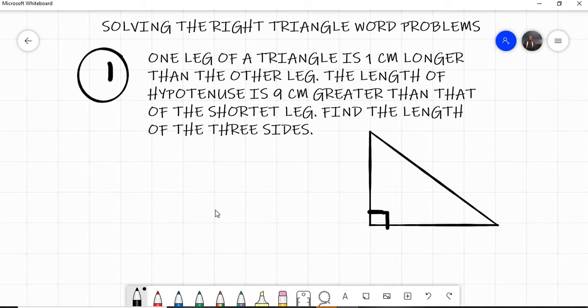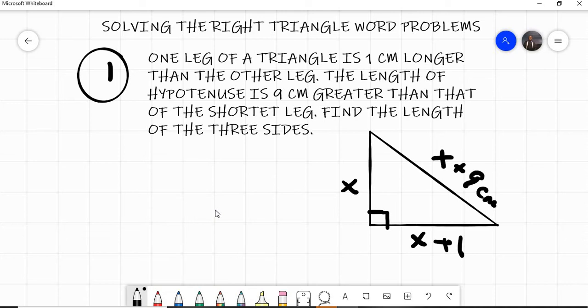So 1, 2, 3. We don't know the sides, but we know 1 centimeter. One leg of the triangle is 1 centimeter longer than the other leg. So we assume this one is shorter, and this one is 1 centimeter longer. And they said the length of the hypotenuse is 9 centimeters greater than that of the shorter leg. The shorter is this x, and this one is 9 centimeters longer than the short one. So we add 9, and the units are centimeters.